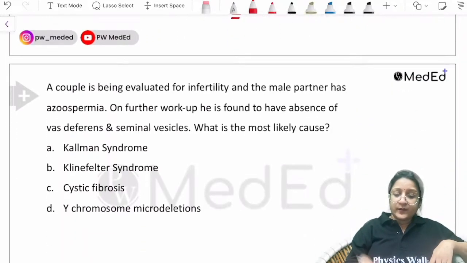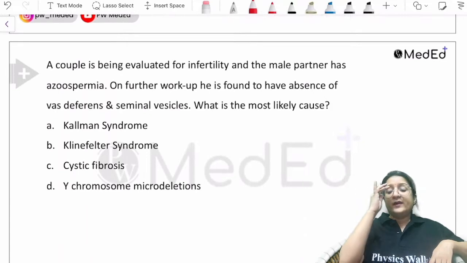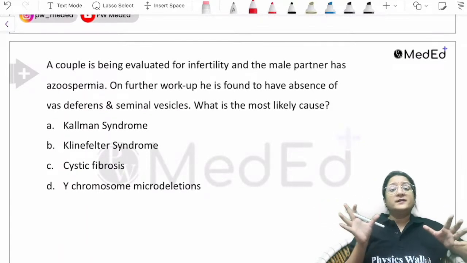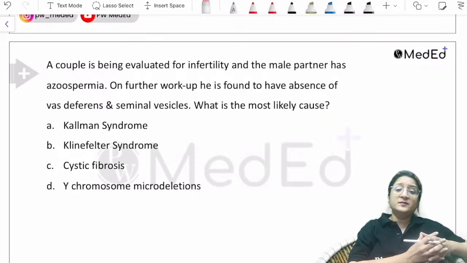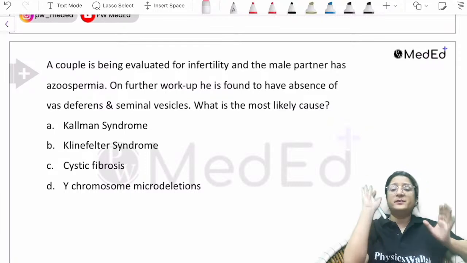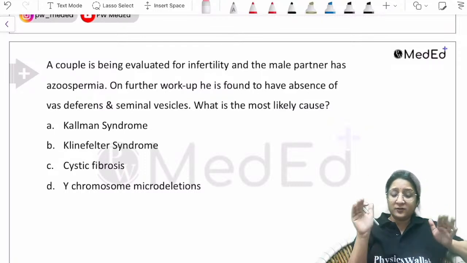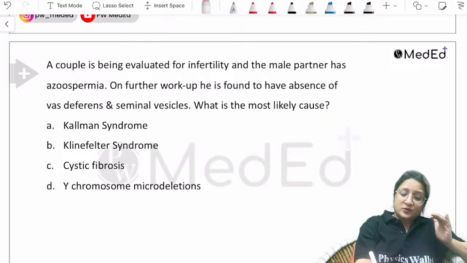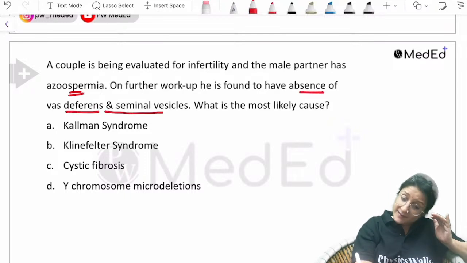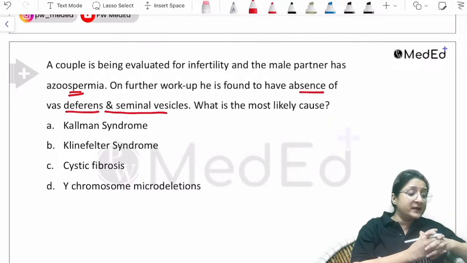Moving on to the next question. A couple is being evaluated for infertility and the male partner has azoospermia. On further workup, he is found to have absence of vas deferens and seminal vesicles. What is the most likely cause? This is a direct previous year MCQ. I have not added or deleted anything from this question. On clinical examination, he is found to have absence of vas deferens as well as seminal vesicles. What is the most likely cause?